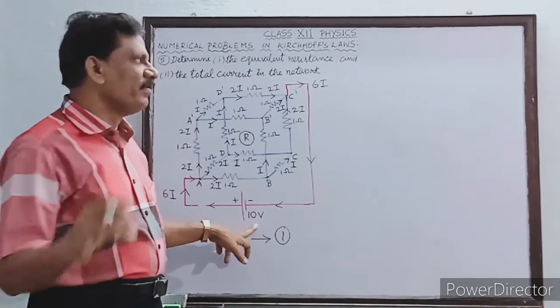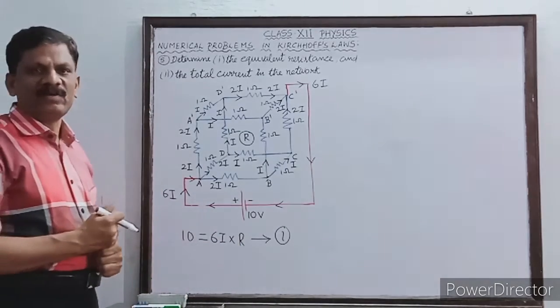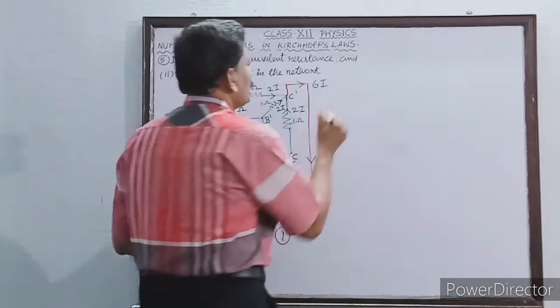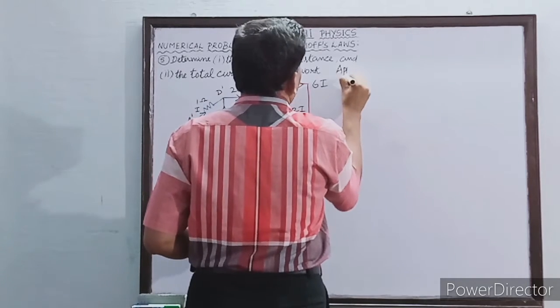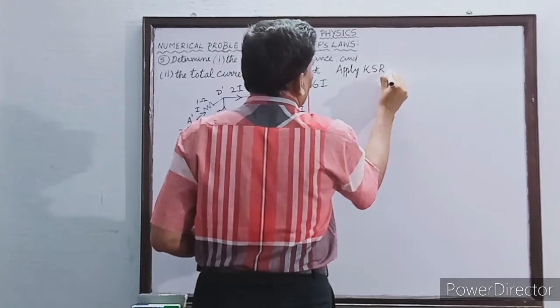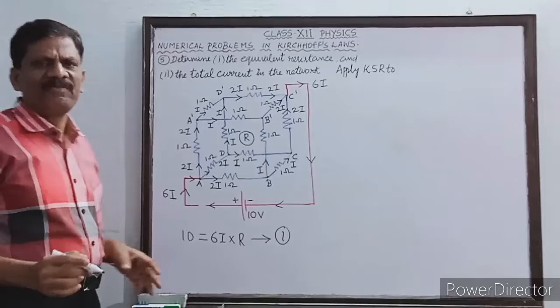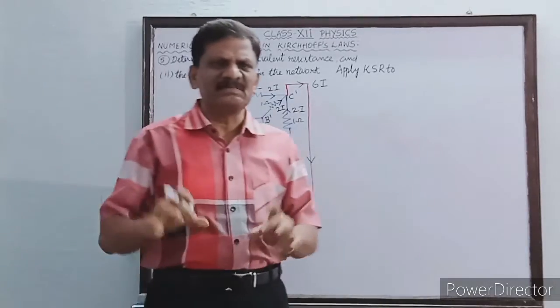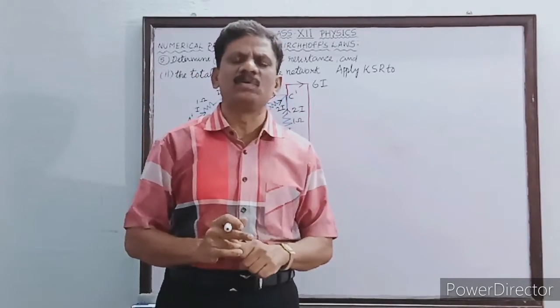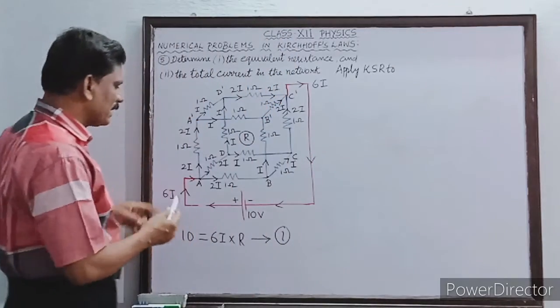Now we are going to apply Kirchhoff's voltage law to find the value of the current. So now apply Kirchhoff's second rule to the loop. Carefully you will have to analyze the loop. We have to take whichever loop is convenient. Don't get confused much. So for the loop which I am saying, you start from A.